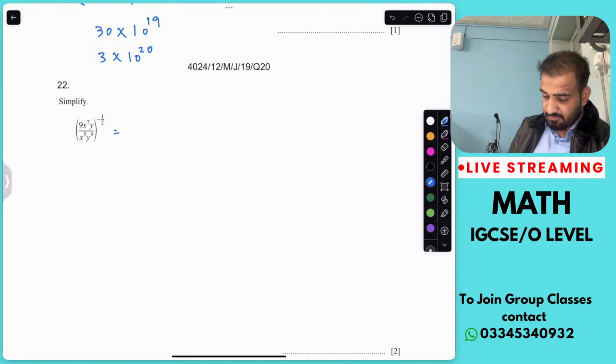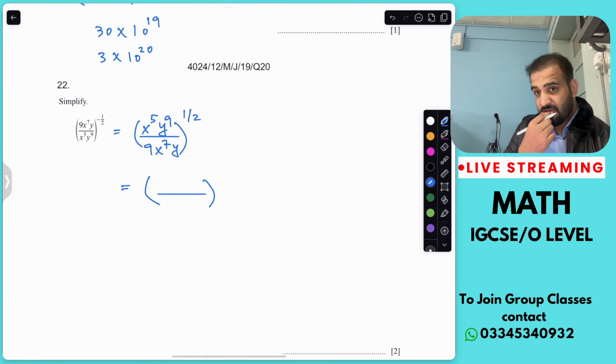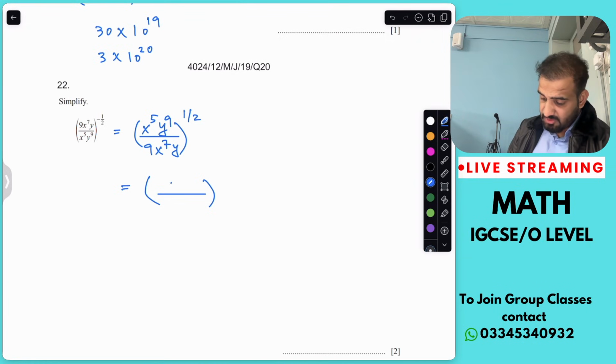Simplify this. So first of all, make power positive. Turn this fraction x5, y9 over 9x7, y. Now further, subtract this x7 from x5. So it will become x raised to power -2, y raised to power 8 divided by 9.